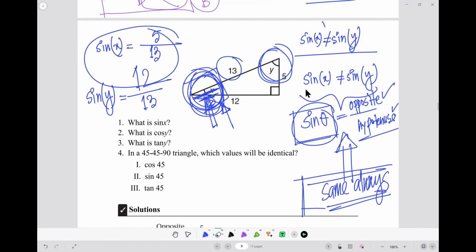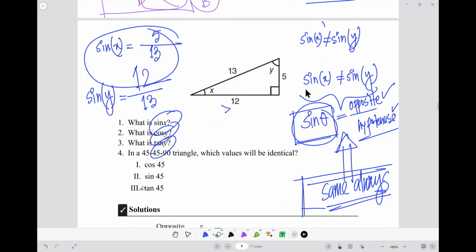So, sine of x, we can find sine of x. We can find cos of y. We can find tan of y. At least try it. Let's try it. How does the sine of x look? The sine of x will look like 5 by 13.